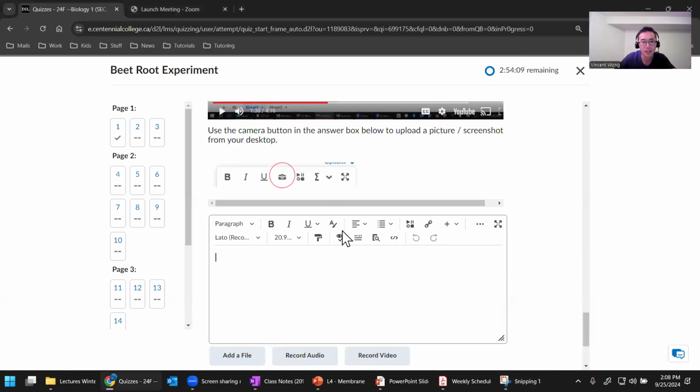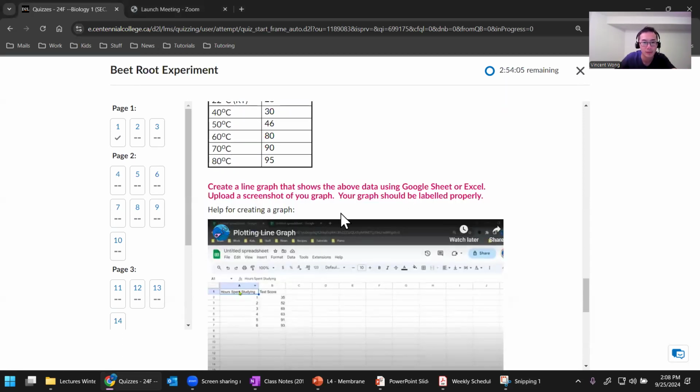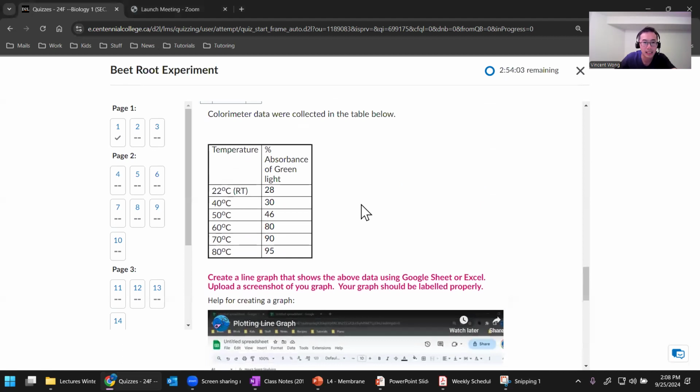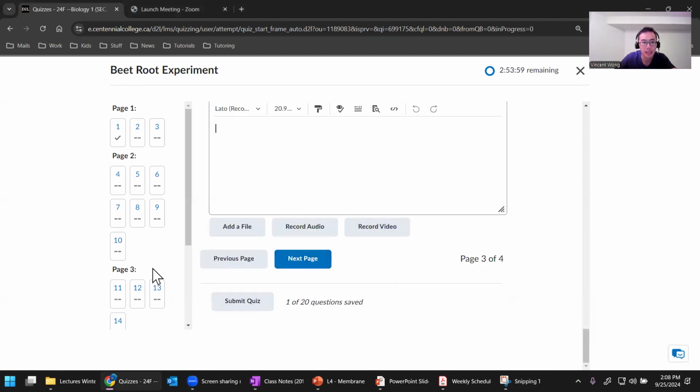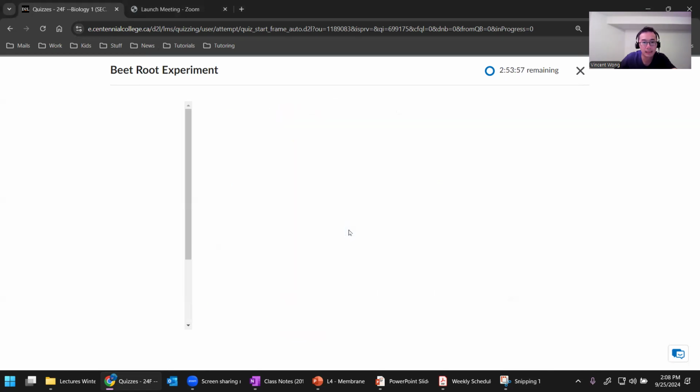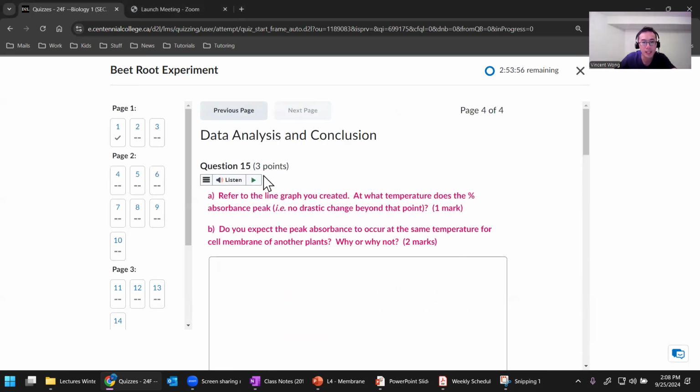So that's the only part that tends to take a little bit longer, creating the graph. But like I said, 3 hours is plenty of time. Let's see if there's anything else here. There are some data analysis questions. I think you can copy and paste. You can try and see if it works.